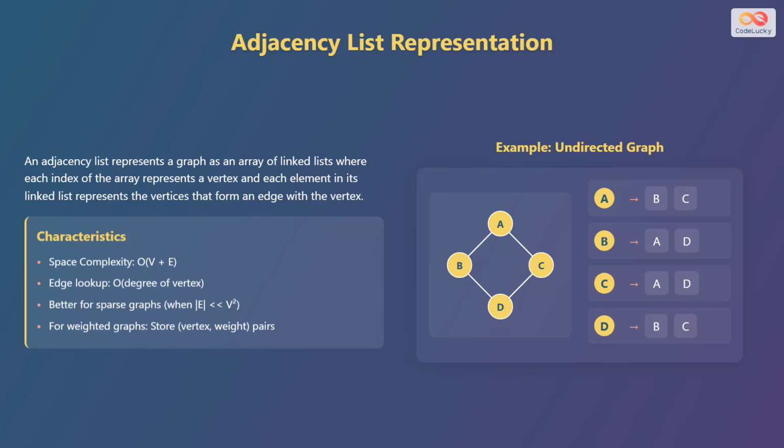Edge lookup takes order of the degree of the vertex. Adjacency lists are better suited for sparse graphs where the number of edges is much less than V squared. For weighted graphs, we store vertex-weight pairs in the list. Let's consider an example of an undirected graph with vertices A, B, C, and D. The adjacency list shows the neighbors of each vertex. For example, A is connected to B and C, while B is connected to A and D.